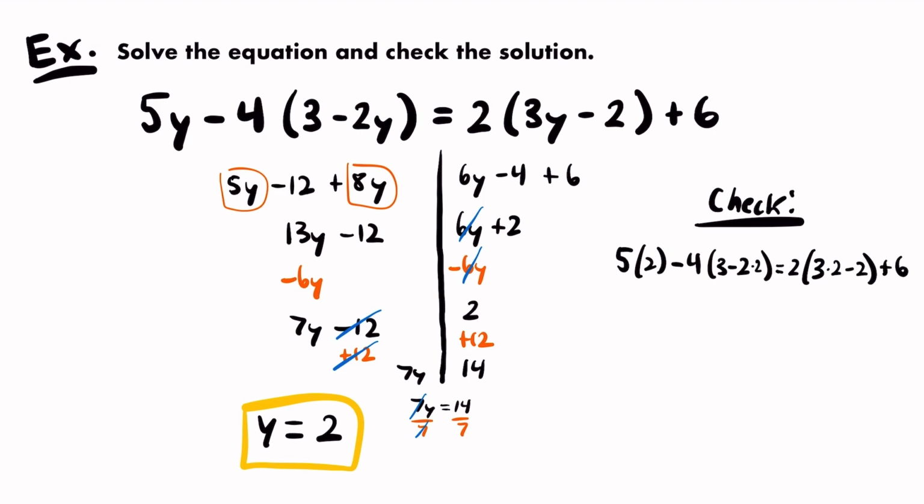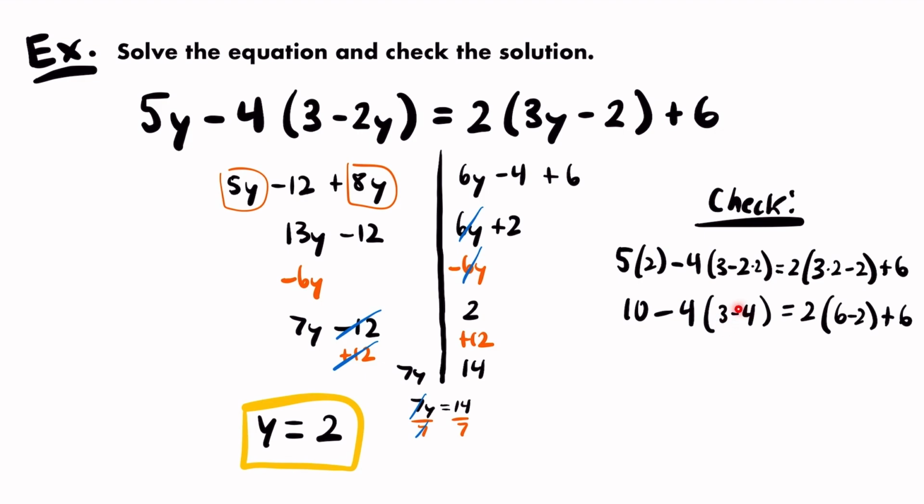All right, now simplifying, 5 times 2 is 10, so we have 10 minus 4 times what is inside the parentheses here. We have 3 minus 2 times 2, which is 4, so 3 minus 4 equals 2 times what's inside these parentheses, where we have 3 times 2, which is 6, so 6 minus 2, let's write that down, and then we still have plus 6.